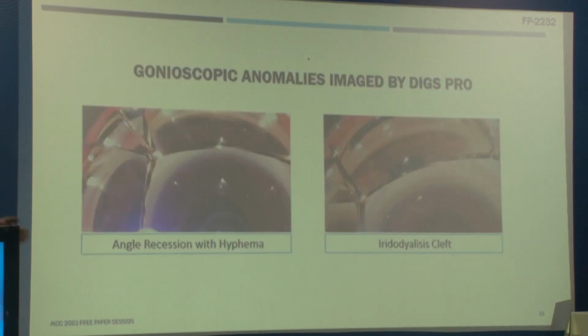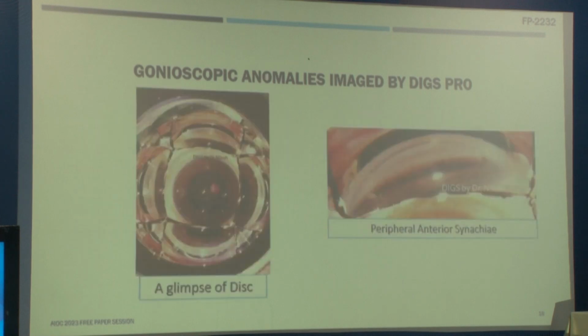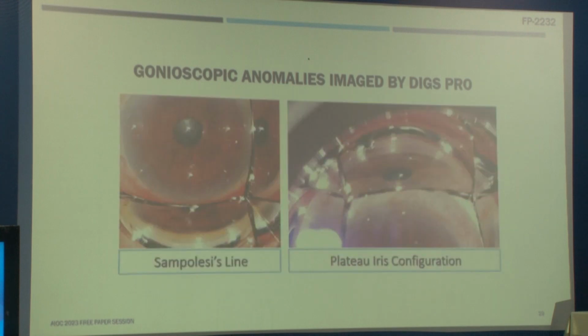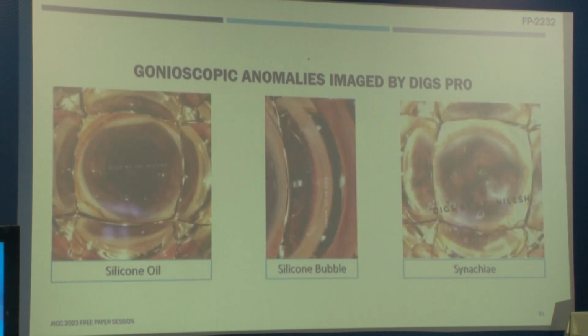So apart from open and closed angle, we could image angle recession with hyphema, iridodialysis cleft. A glimpse of the disc was also found. Peripheral anterior synechiae, a beautiful hill, we could image. Sampaolesi line and plateau iris configuration, some silicone oil inverse hypopyon on silicone bubble, and synechiae.